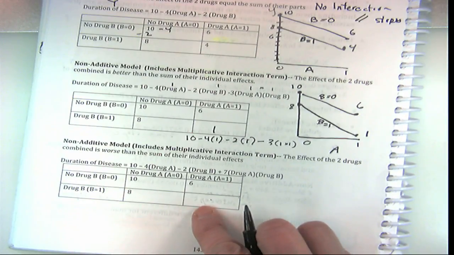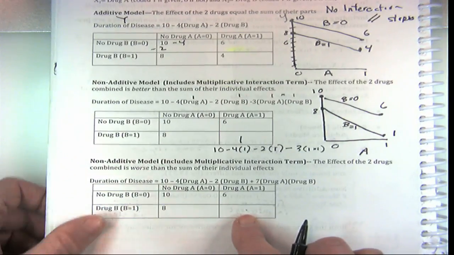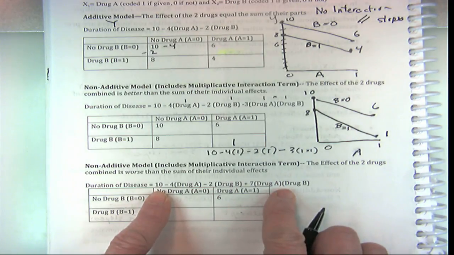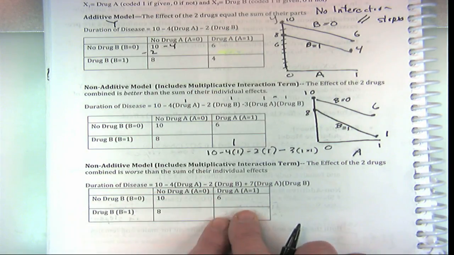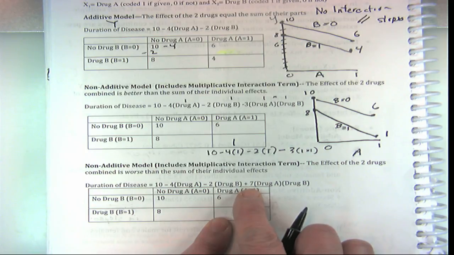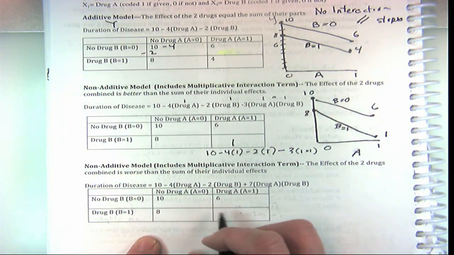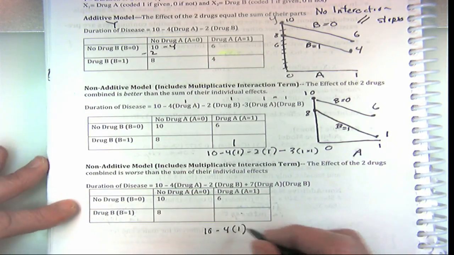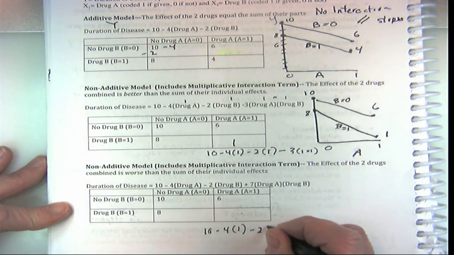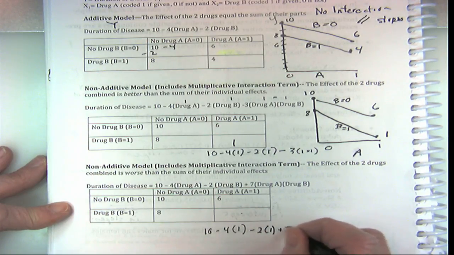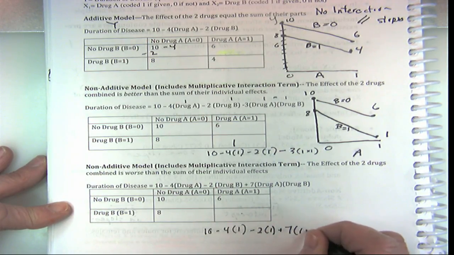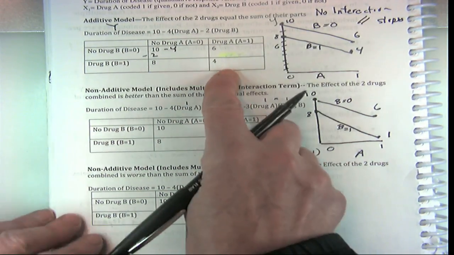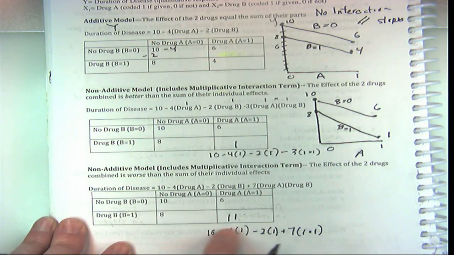So here's the same thing, but now it's going to be worse. The effect is worse than the sum of their individual effects. It's worse because now your disease is going to last 7 days more. So here, watch, we can do the same thing. We have 10 minus 4 times 1. I'm putting 1 in for everything. Minus 2 times 1 plus 7 times 1 times 1. So now we have 11 here. It's 7 more than what it would be before.